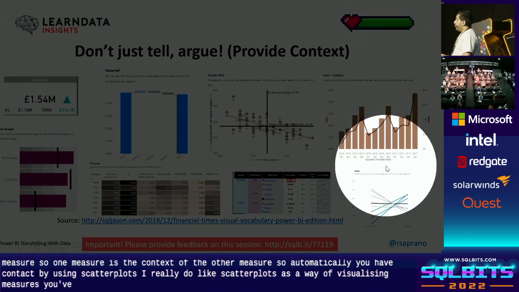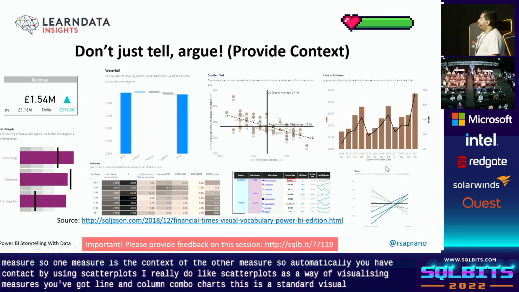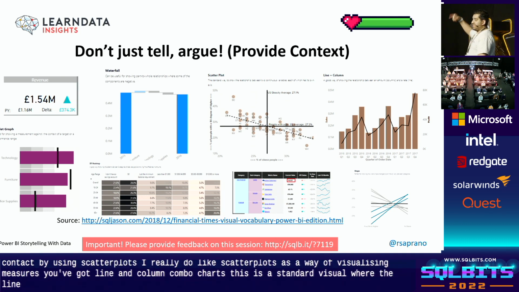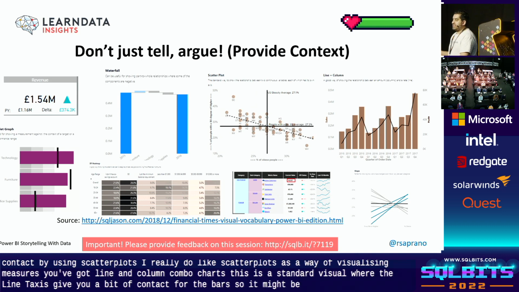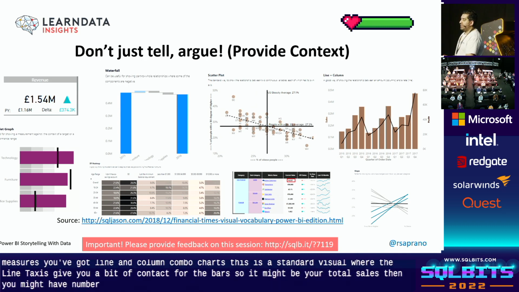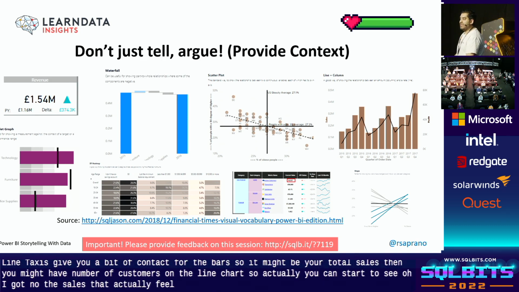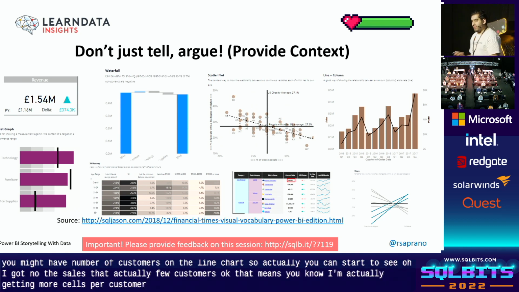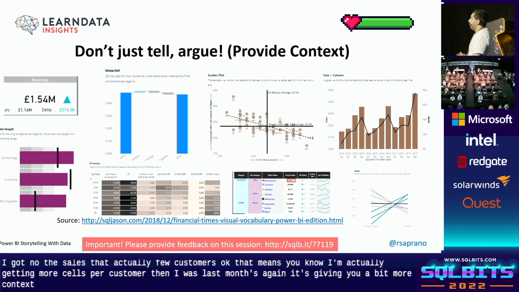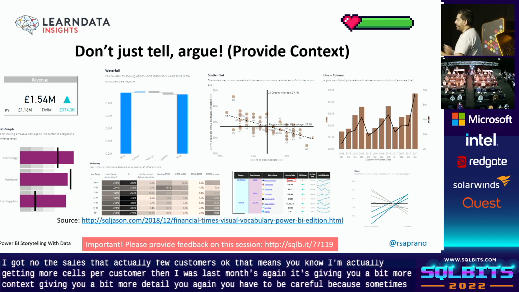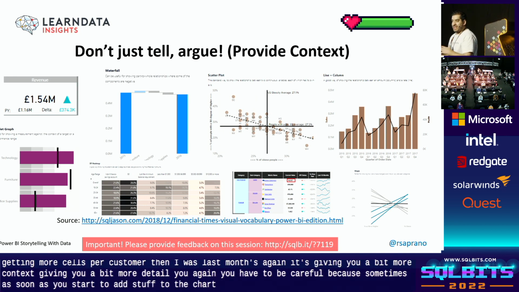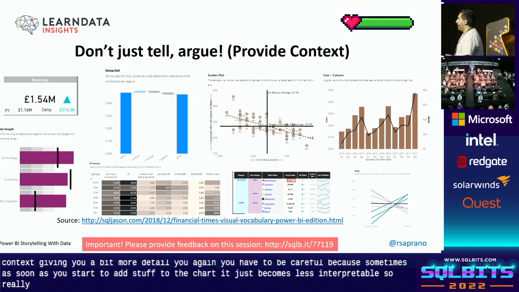You've got line and column combo charts. This is a standard visual where the line, as on the different axes, can give you a bit of context to the bars. So it might be your total sales, and then you might have number of customers on the line chart. So actually you could start to see, oh, I've got loads of sales, but actually fewer customers. Okay, that means I'm actually getting more sales per customer than I was last month. So again, it's giving you a bit more context. It's giving you a bit more detail. Again, you have to be a little bit careful of these because sometimes as soon as you start to add stuff to the chart, it just becomes less interpretable. So really, pick your arguments.